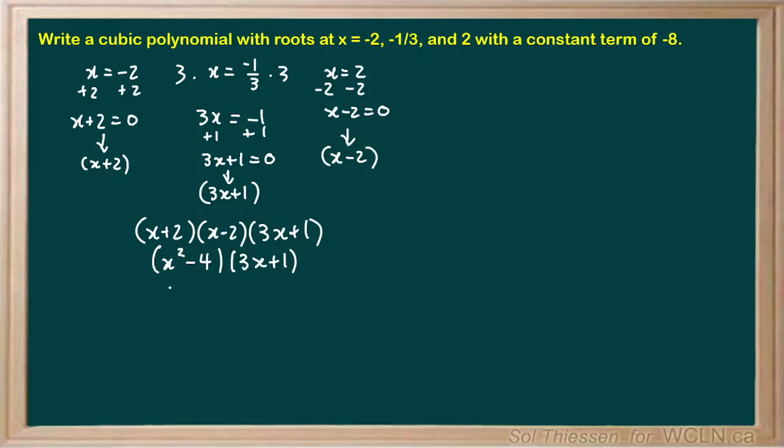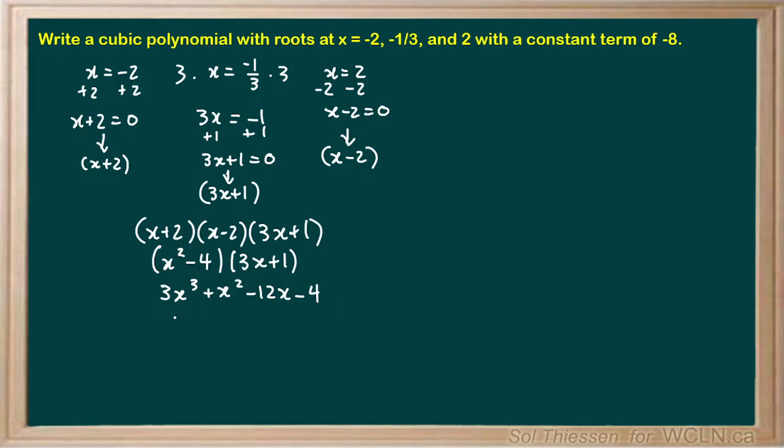So 3x, or maybe I'll go from left to right. We'll use the FOIL method actually. So we'll do the first terms, x squared times 3x. That'll give us 3x cubed. Then we do the outer terms, x squared times 1. That gives us x squared. Then we do the inner terms, -4 times 3x gives us -12x. And finally the last terms, -4 times 1 gives us -4.